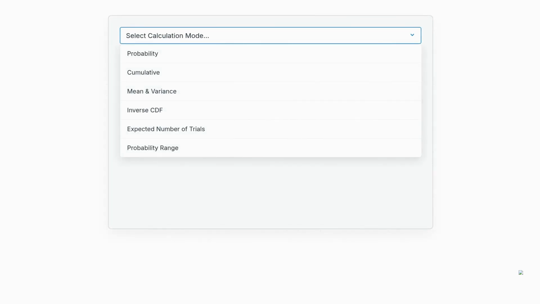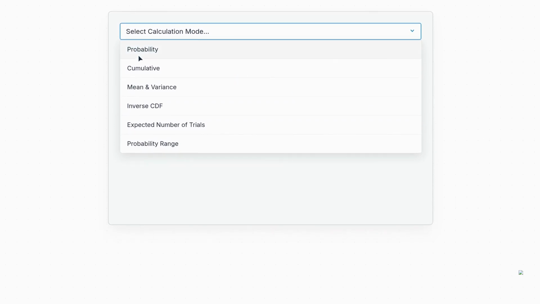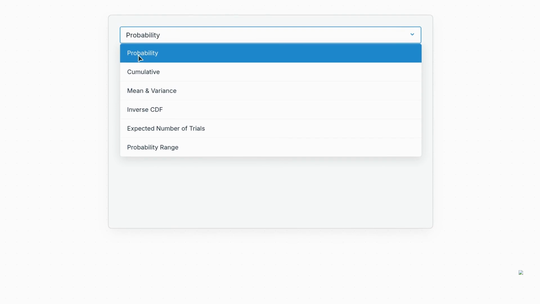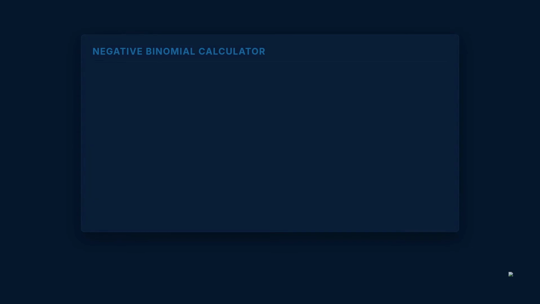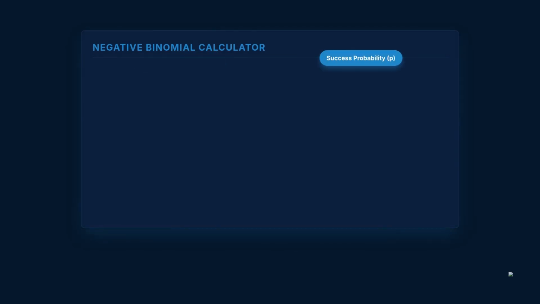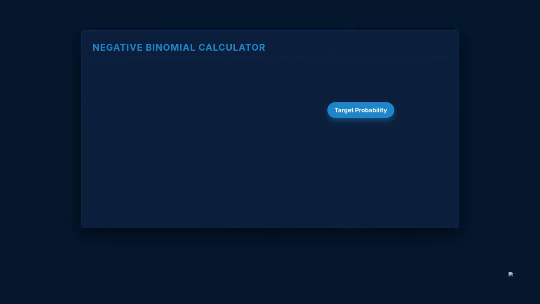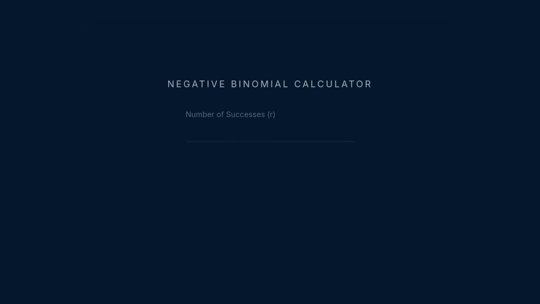Inverse CDF to find k for a given probability, expected number of trials, and probability range P(a ≤ X ≤ b). For this demonstration, I've selected the probability mode. The input fields are number of successes, r, success probability, p, number of failures, k, target probability, lower bound, a, and upper bound, b. Let's work through an example.